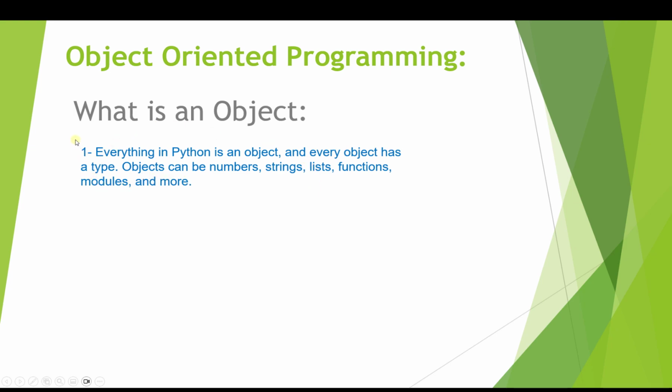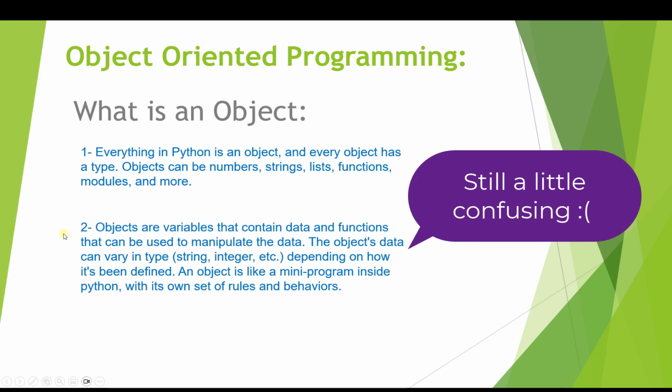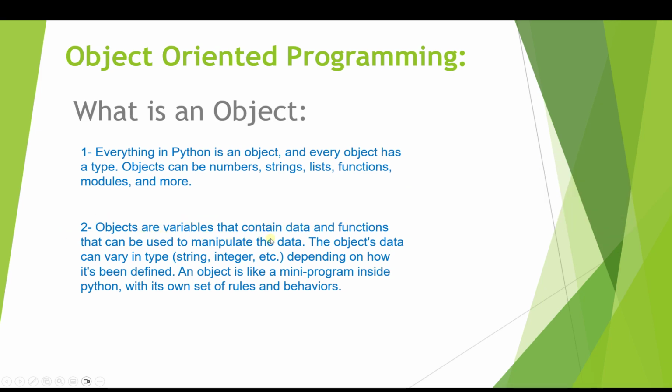The first time that I saw this definition of an object when I was learning programming with Python, it was very unclear, and I had one question: what is an object? And then everything was an object, and it made everything even more complicated. So I searched for another definition of an object. I found it on the internet. Objects are variables that contain data and functions that can be used to manipulate the data. So variables that contain data and functions.